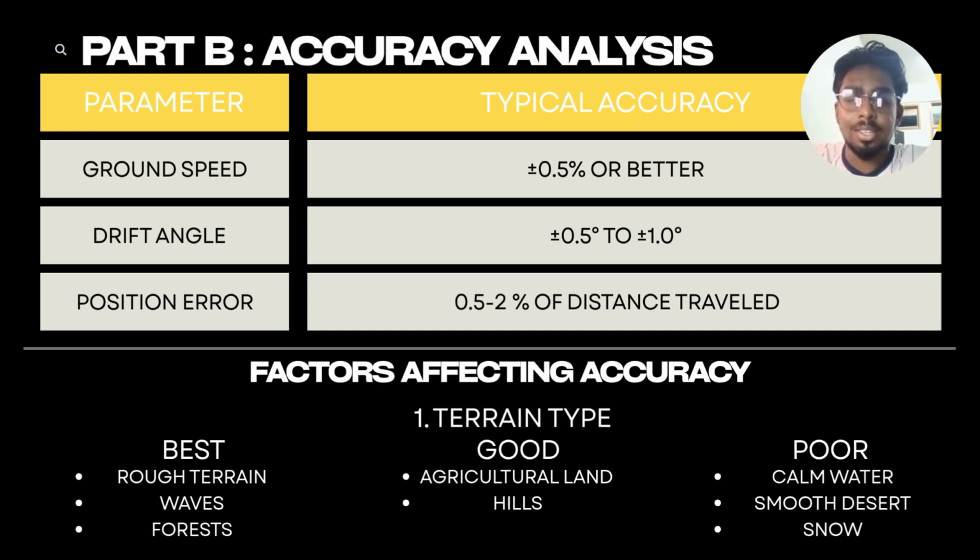Next, we will look into the accuracy analysis, where the ground speed is plus or minus 0.5% or better, drift angle is 0.5 degree to 1 degree, and the position error is just 0.5 to 2% of distance traveled. What affects the accuracy is the terrain type. The best terrain is rough terrain, such as forest or waves. A good terrain is agricultural land or hills, and this system works the worst, not very accurate, at calm water, smooth desert or snow.